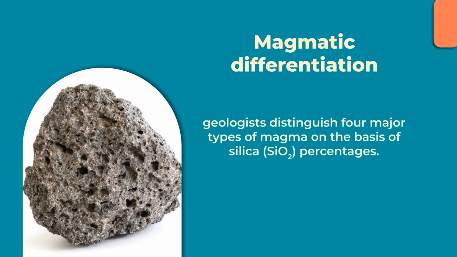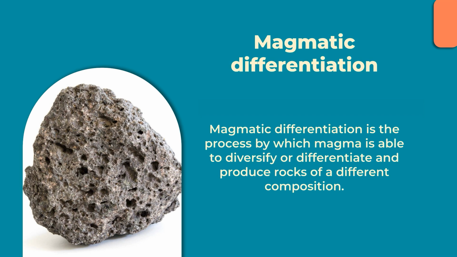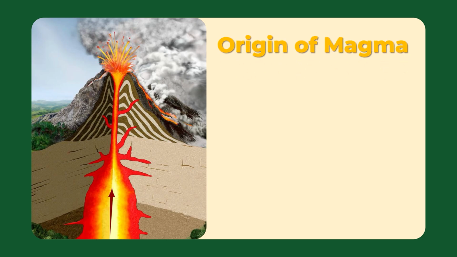So, in the earlier slide we discussed that geologists distinguish four different types of magma on the basis of silica, that is SiO2 percentage, and different types of rocks are formed due to differentiation of magma. Now, let us define magmatic differentiation. Magmatic differentiation is the process by which magma is able to diversify or differentiate and produce different rocks of different composition. Let us discuss the origin of magma.